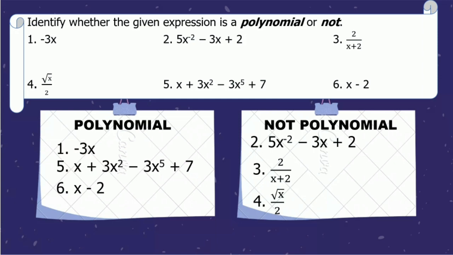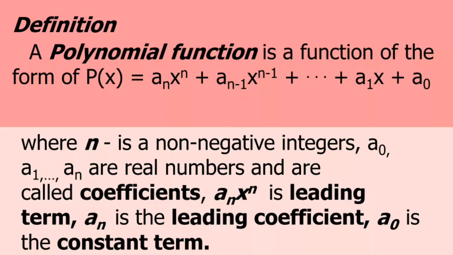Again, we can say that a given expression is a polynomial if, number 1, there is no variable in the denominator; number 2, the degree is a non-negative integer; and number 3, the degree is not a fraction. So let us now proceed to polynomial functions. Let us first define what a polynomial function is.